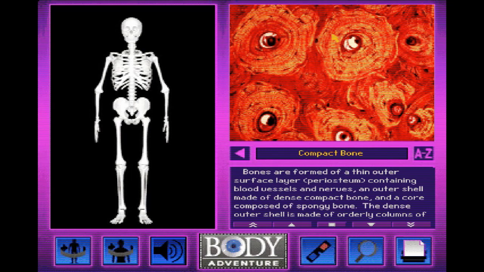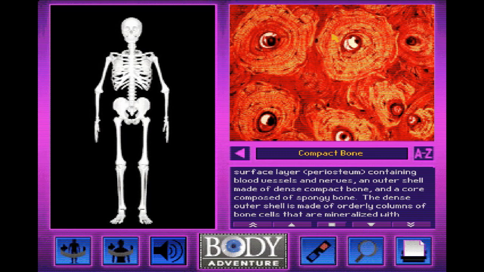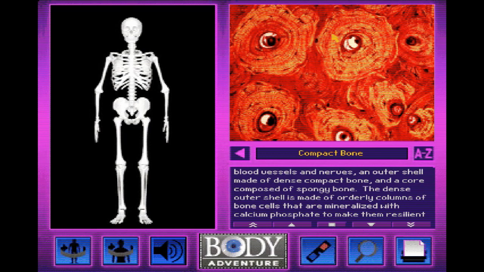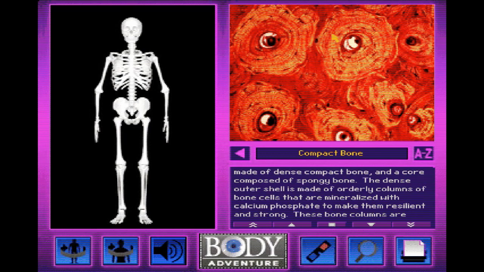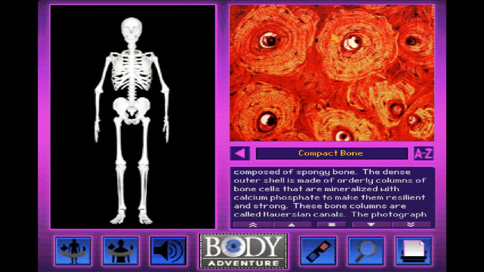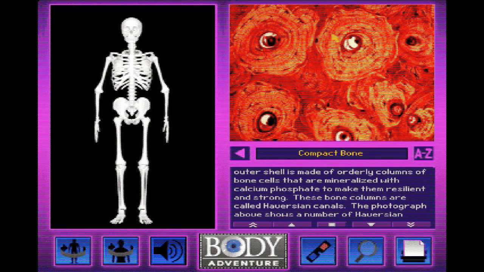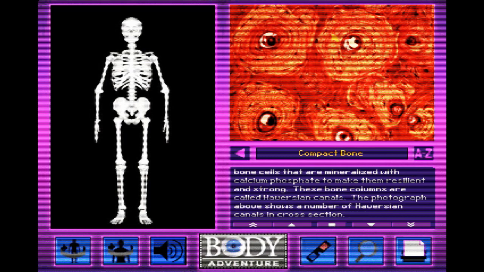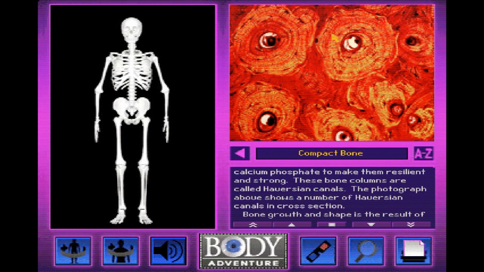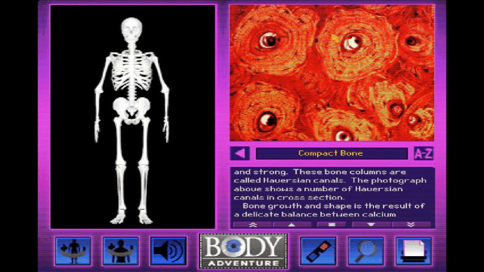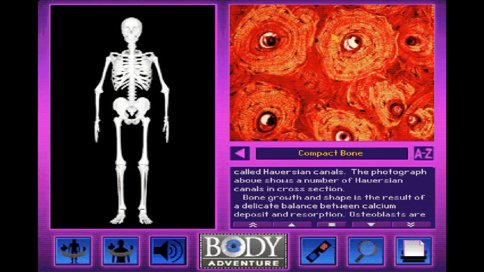Femur, compact bone. Bones are formed of a thin outer surface layer, periosteum, containing blood vessels and nerves, an outer shell made of dense compact bone, and a core composed of spongy bone. The dense outer shell is made of orderly columns of bone cells that are mineralized with calcium phosphate to make them resilient and strong. These bone columns are called Haversian canals. The photograph above shows a number of Haversian canals in cross-section.